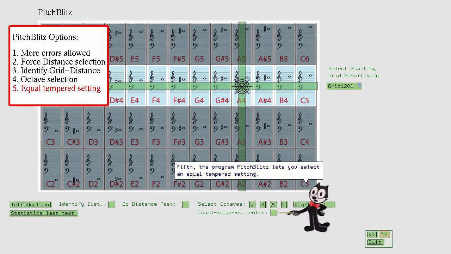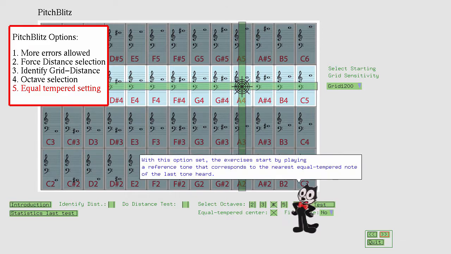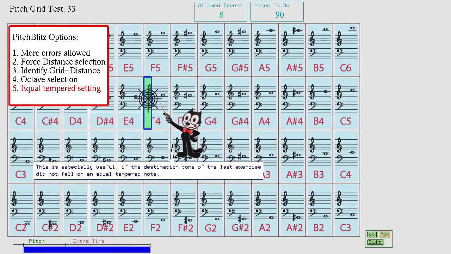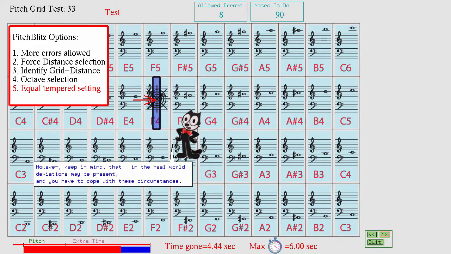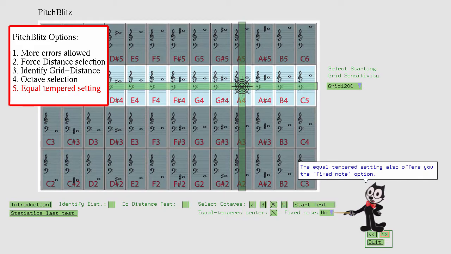Fifth, the Pitch Blitz program lets you select an equal tempered setting. With this option set, the exercises start by playing a reference tone that corresponds to the nearest equal tempered note of the last tone heard. This is especially useful if the destination tone of the last exercise did not fall on an equal tempered note. However, keep in mind that, in the real world, deviations may be present, and you have to cope with these circumstances.